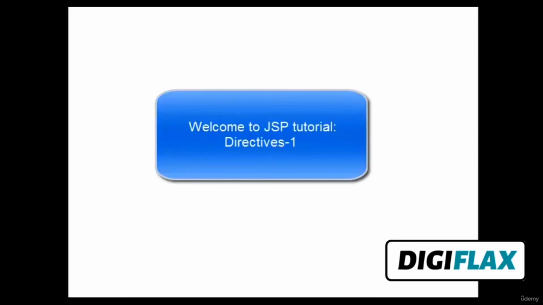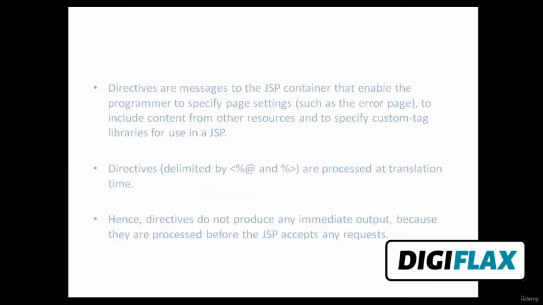Welcome friends. In this video tutorial we are going to learn about directives in JSP. Directives are messages to the JSP container that enable the programmer to specify page settings such as the error page, to include content from other resources, and to specify custom tag libraries for use in the JSP. Directives are processed at translation time. Hence, directives do not produce any immediate output because they are processed before the JSP accepts any requests.